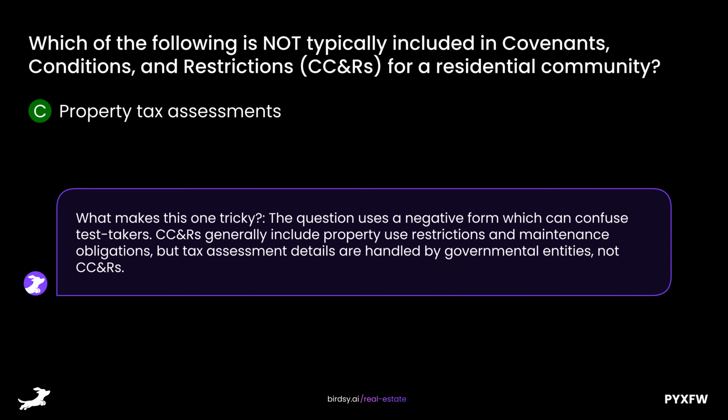What makes this one tricky? The question uses a negative form, which can confuse test takers. CC&Rs generally include property use restrictions and maintenance obligations, but tax assessment details are handled by governmental entities, not CC&Rs.